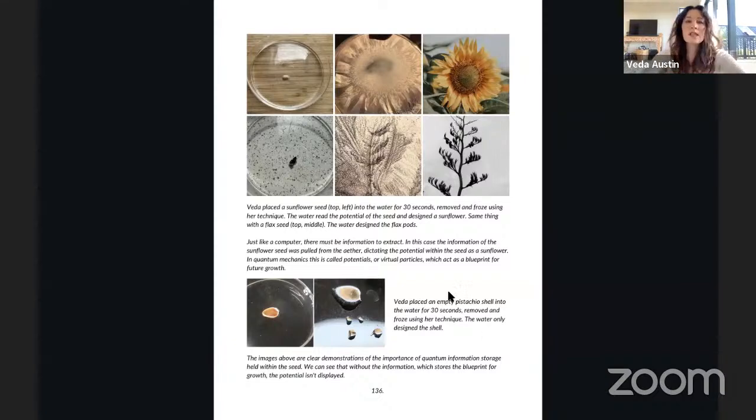This is just more examples of the water reading potentials. So rather than seeing the seed, we see the outcome of the seed. And here, using an empty pistachio shell, I see just the shell and not the tree.